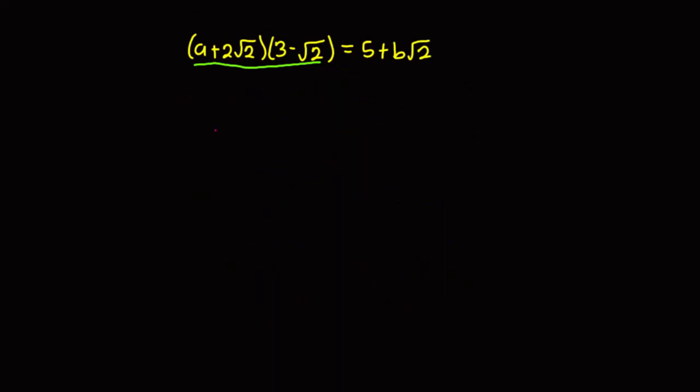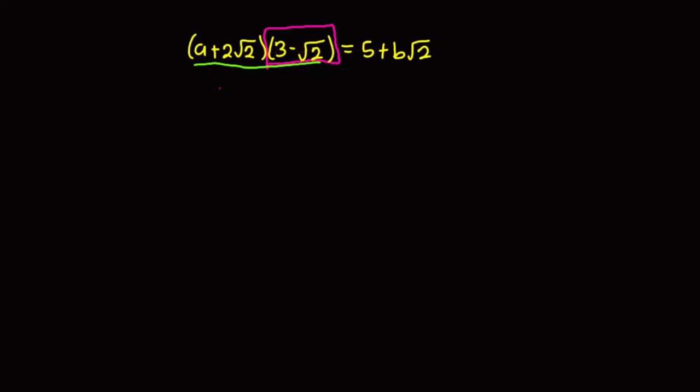Now in the second approach, what I'm going to do is eliminate the surd. I'm just going to eliminate what we have here, so that a plus 2 root 2 can remain. So I'm just going to divide both sides by 3 minus root 2.